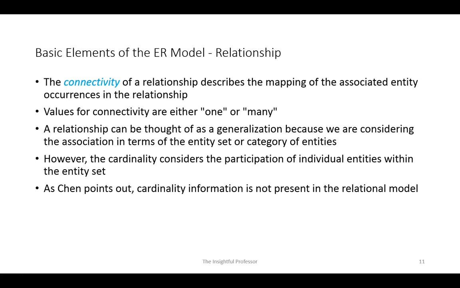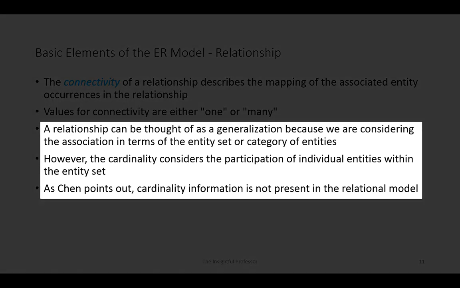In our next slide, we will present a diagram to illustrate this notion. But the final points on this slide are very important as we develop our model and produce the diagram. We say that a relationship can be thought of as a generalization because we are considering the association in terms of the entity set or category of entities. However, the cardinality considers the participation of individual entities within the entity set. As Chen points out, the cardinality information is not present in the relational model. This is what he believes gives his entity relationship model a little bit more richness, enhancing the semantics beyond the relational model.